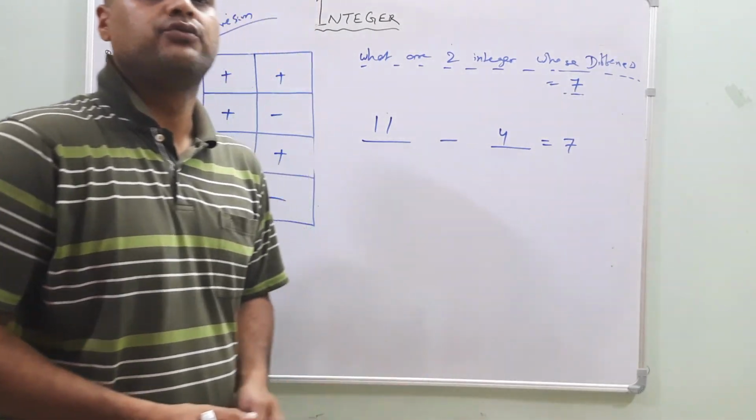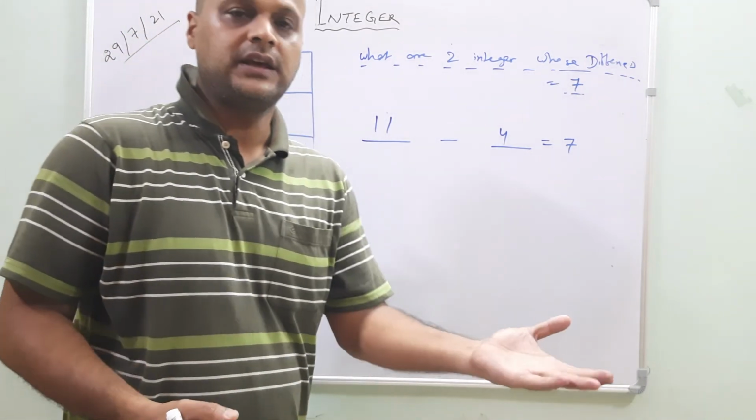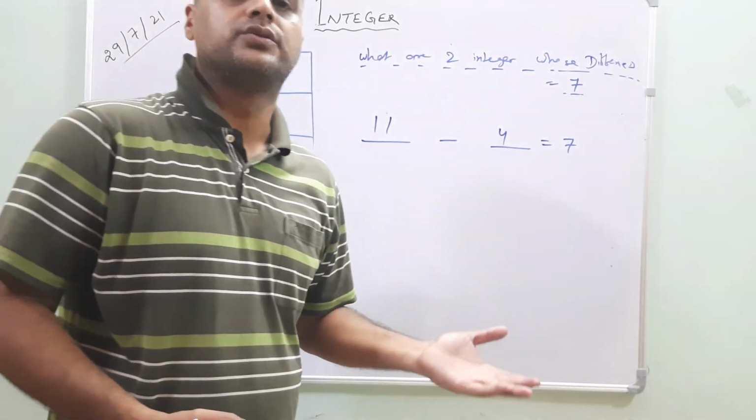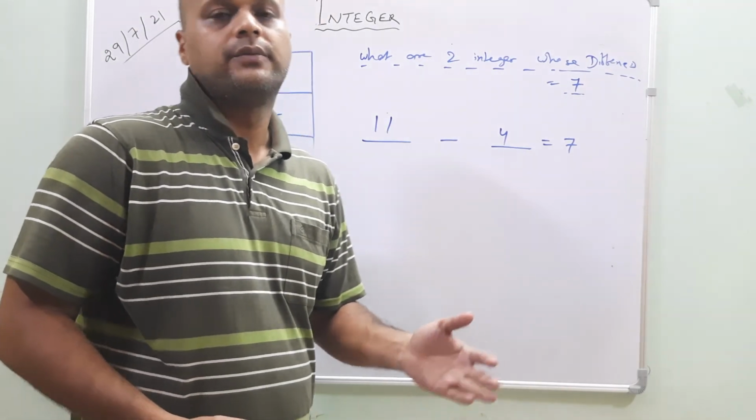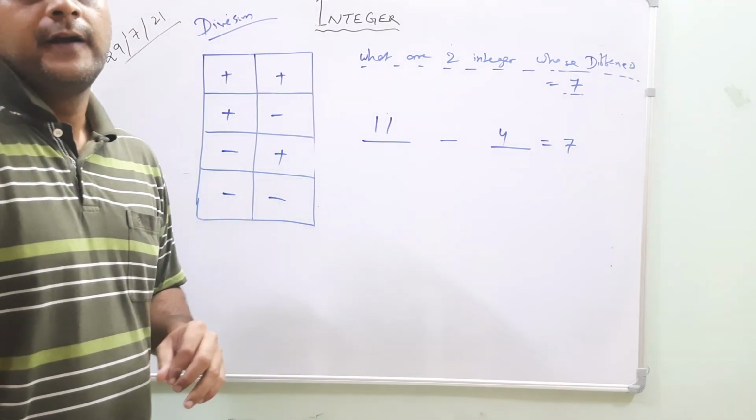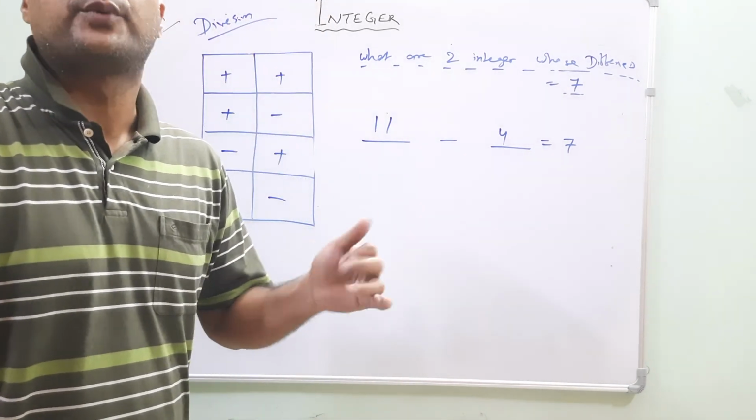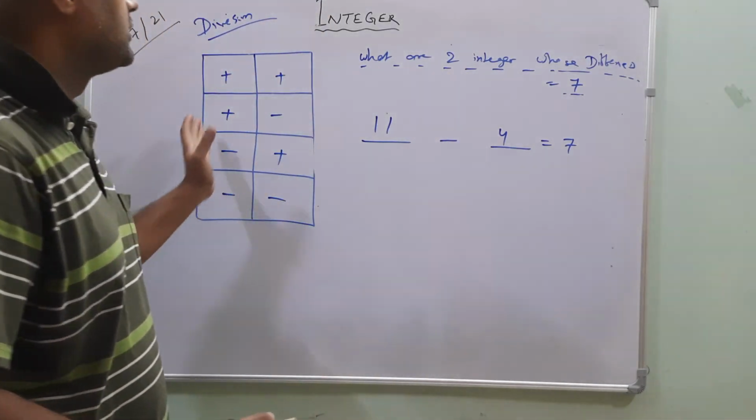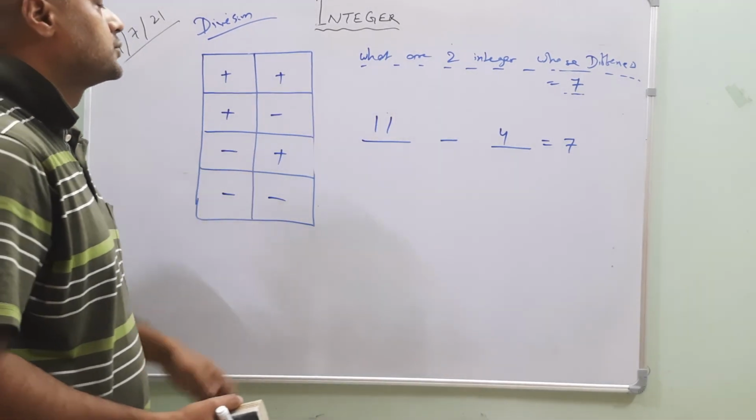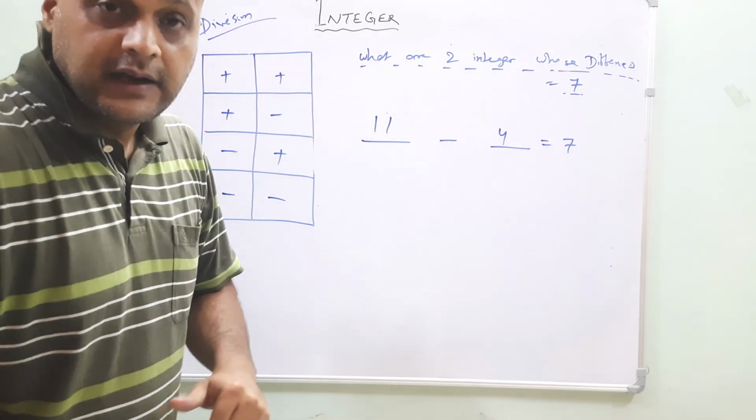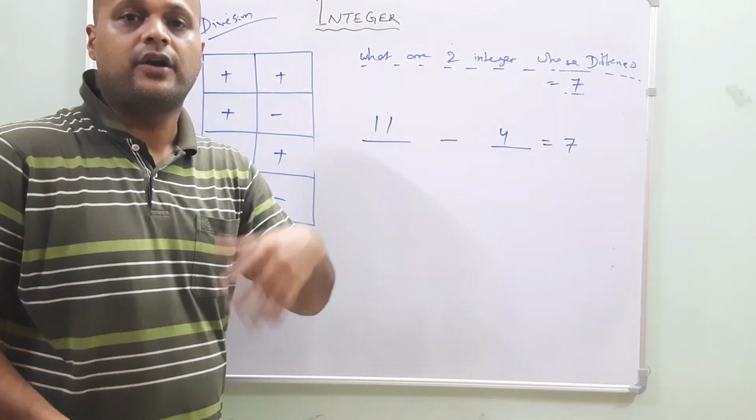So from the starting we have studied how to recognize an integer and how they behave with each other, how the integers are shown on the number line, the various properties of the number line, the various properties of the integers, and now the behavior of the integers while they are added, subtracted, multiplied or divided.